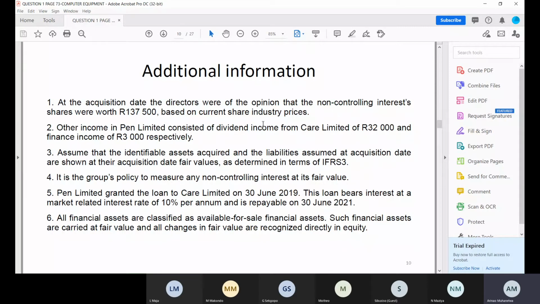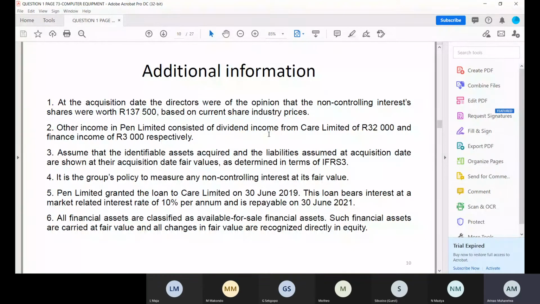So this is dividend income from Care, and I've indicated that dividend income between the parent and the subsidiary needs to be eliminated because it's an intergroup transaction. This is what they're telling us. The same will apply to finance income. We'll see when we do the actual statement of comprehensive income what the impact is.